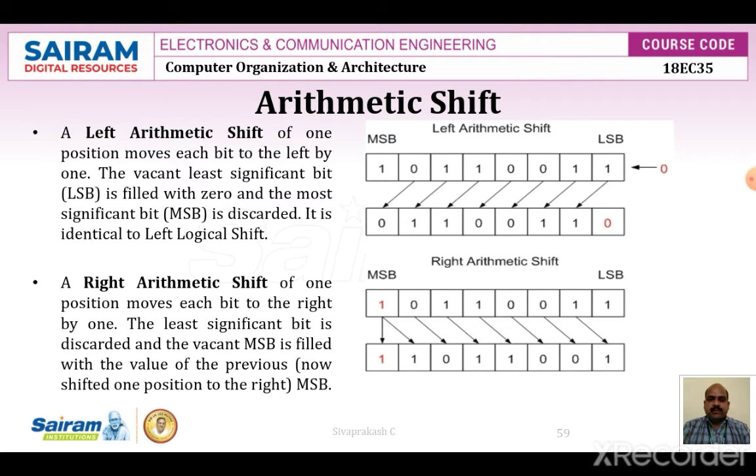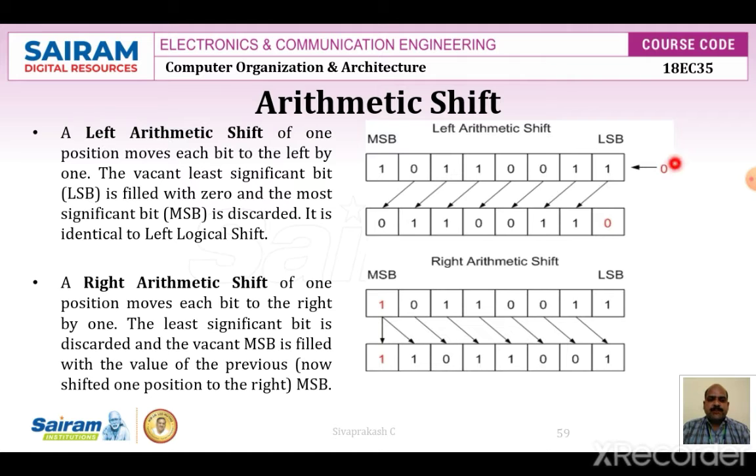A left arithmetic shift is going to be almost equal to that of the left logical shift. The left arithmetic shift of one position moves each bit to the left by 1, and the vacant least significant bit, the LSB, is going to be filled with 0 and the MSB is going to get discarded. This is identical to the left logical shift.